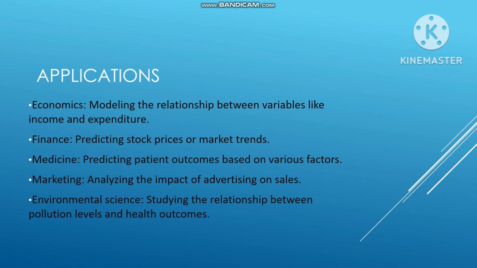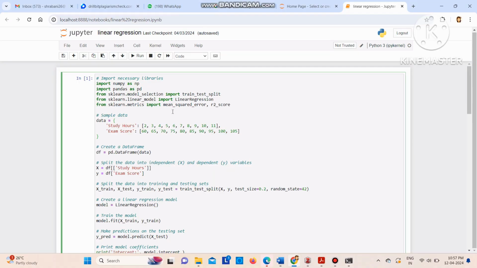So now, since we have gone through the theory part, we will see how we can create this linear regression model using Python. So let's go to Jupyter. So this is the program using Python to perform linear regression.